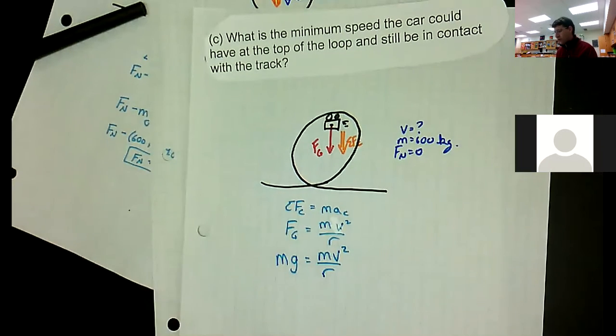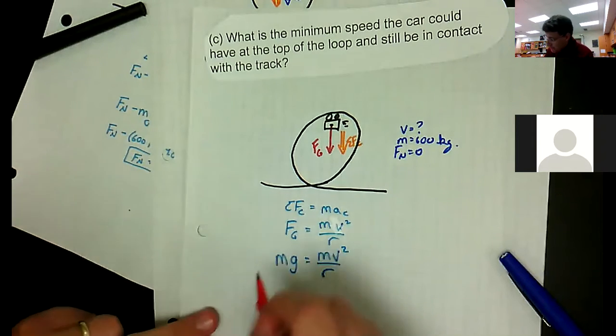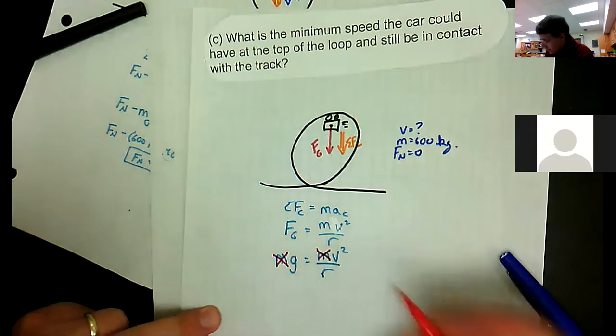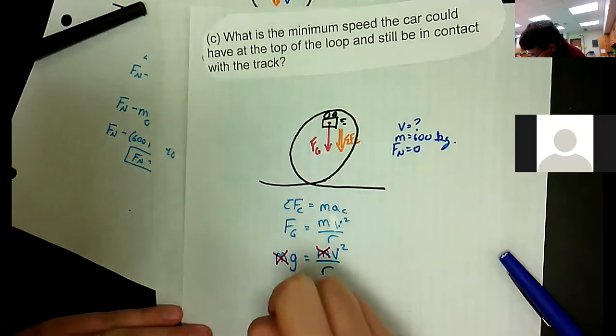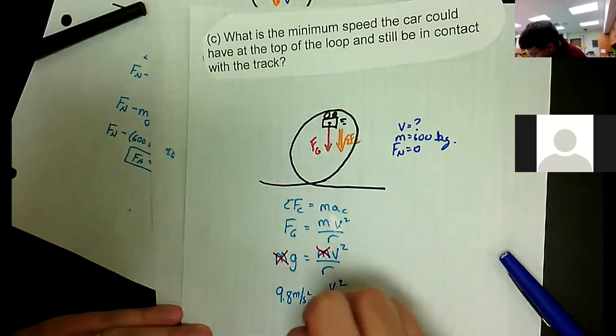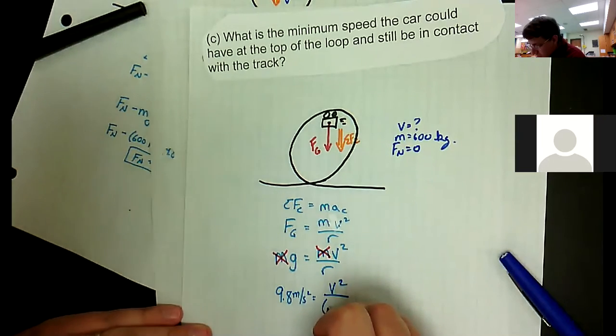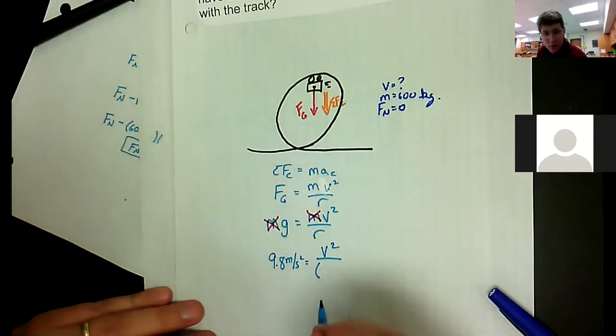So yes, the force of gravity is mg. And to Russell's earlier point, in this case I do get to cancel out the masses, because there's a mass on both sides and every term has a mass in it. So 9.8 equals v squared over, what was the radius again? 8 meters.